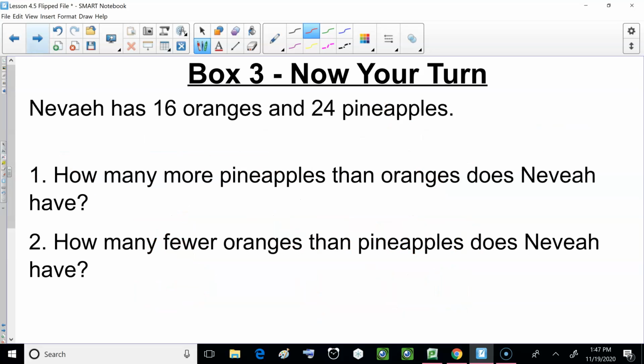Now draw a big line across your examples and write box 3. Now, your turn. Nevaeh has 16 oranges and 24 pineapples. The two questions we want you to answer and show an equation for are: how many more pineapples than oranges does Nevaeh have, and how many fewer oranges than pineapples does Nevaeh have. So you can pause the video right now and write those equations down.